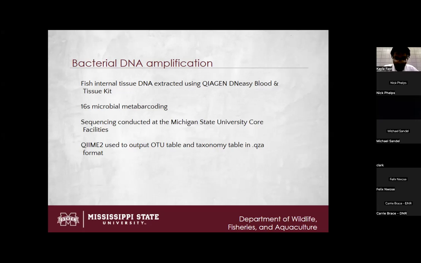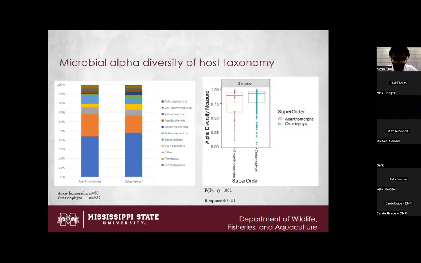So I'm going to go ahead and show you guys some of those comparisons that we did, starting with some of the taxonomic comparisons between fish taxonomic groups. So you can see here, starting with a higher fish taxonomic level, we have alpha diversity, or richness of bacteria, in 2 fish superorders, Acanthomorpha and Ostariophysi. We see that there is a significant difference between the species richness or alpha diversity in these 2 superorders.